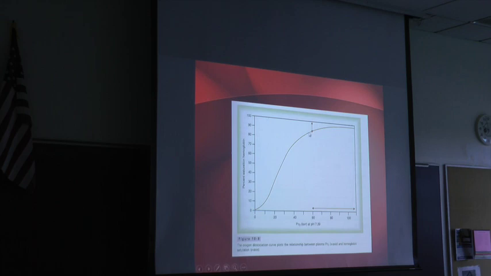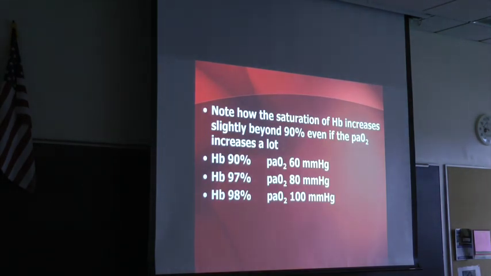So we're going to compromise oxygen delivery to the tissues if we let the saturation fall below 90%. The slides say the same thing. Note how the saturation of hemoglobin increases slightly beyond 90%, even if the PaO2 increases a lot. At hemoglobin 90%, you see a PaO2 of about 60 millimeters of mercury. We go up 7%, PaO2 goes up 24 to 80. We go from 97 to 98, PaO2 80 to 100, so a 24 increase, yet we don't gain a whole lot in the hemoglobin saturation.